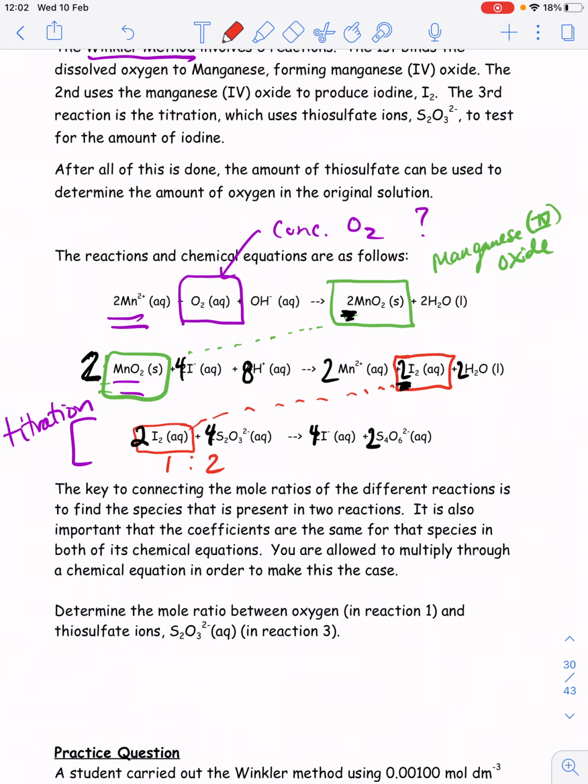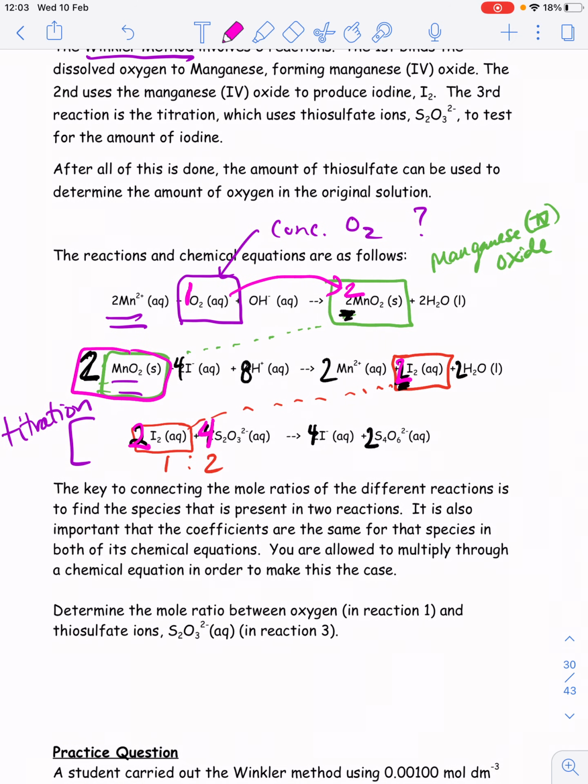So let me use a new color. So 1 oxygen will yield 2 manganese oxide. 2 manganese oxide yields 2 iodine. And then 2 iodine yields 4 thiosulfate. So by going through and making all these coefficients the same in these chemicals that link them, I end up with the overall ratio that is 1 oxygen for every 4 thiosulfates that react.